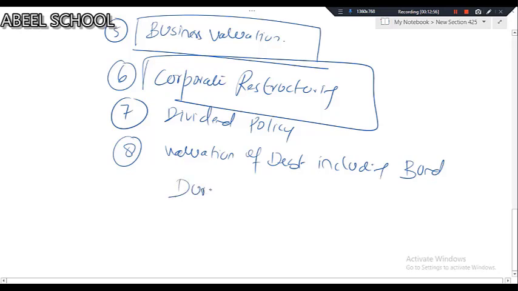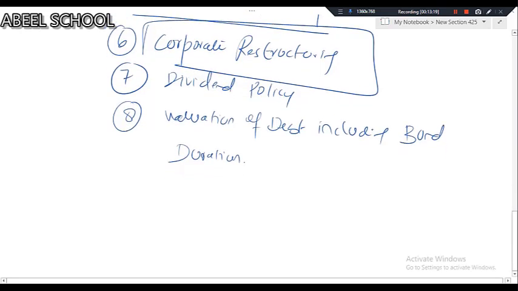Bond duration. Valuation of debt including bond duration is again a very, very important area. Bond duration, we call it Macaulay duration as well. In the past, this bond duration topic was once examined for 17 marks as well. Okay.